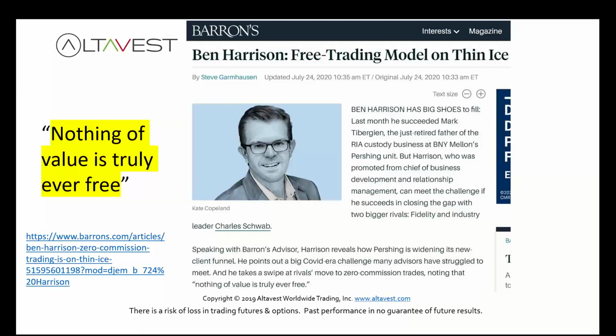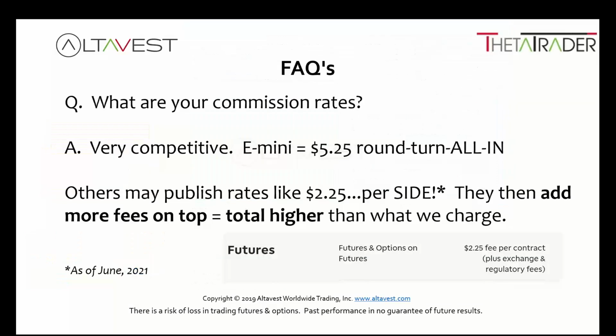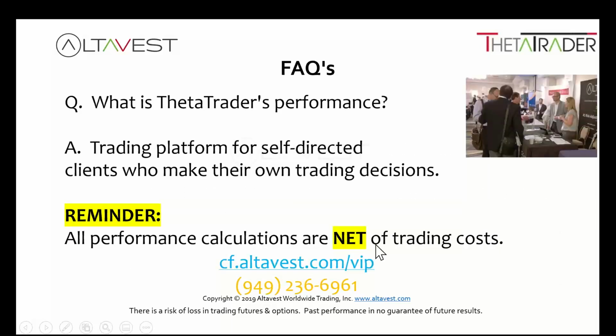So that's the question people ask: what are your commission rates? It's 5 1/4 round turn. And here's something I copied just off the page of a big box brokerage firm. They charge 2 1/4, but here's the trick. They have a little star, and that's per side. Then they add more fees on top, and the total is higher than what we charge. So our rates are very competitive, and also everything is net. See the yellow highlight? All the performance in Theta Trader is net of all trading costs. And of course, everyone's performance is different. Everyone uses the platform differently.